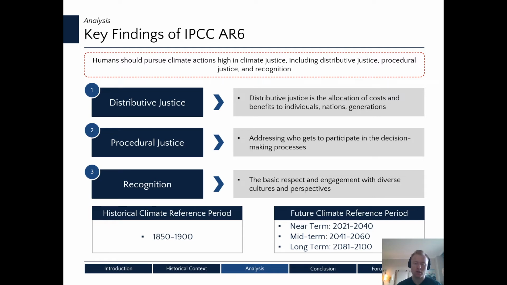Right now, we're at 1.09. And there's about a greater than 50% chance we do in fact surpass 1.5 degrees by 2040. So that's what the IPCC is really trying to get us to avoid.